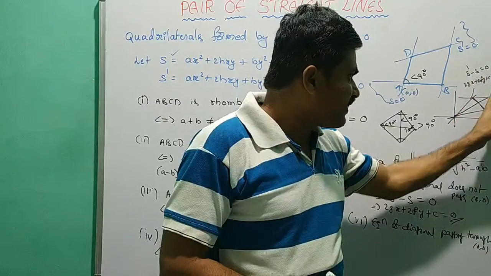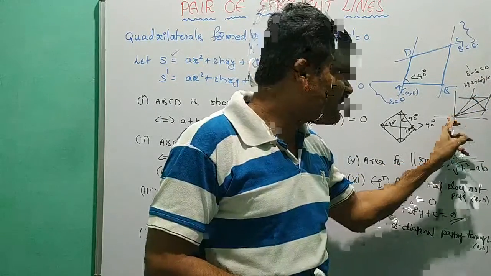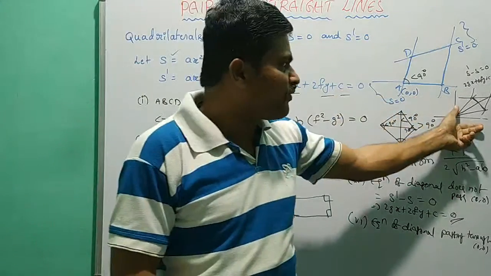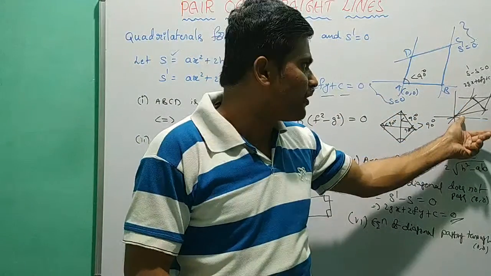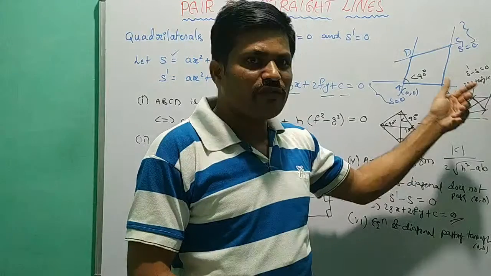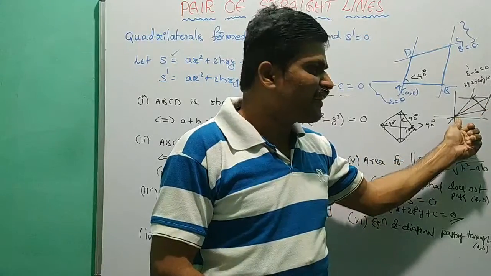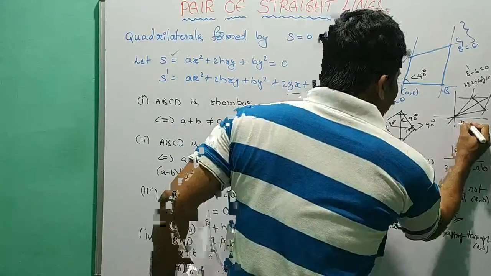The second diagonal is clearly passing through the origin because one pair of lines is completely passing through the origin. That means the point of intersection of that pair is 0. So here we have to observe that the diagonal is clearly passing through the origin (0, 0).